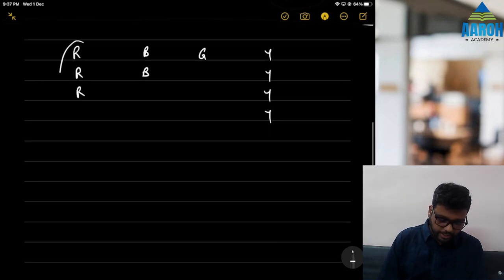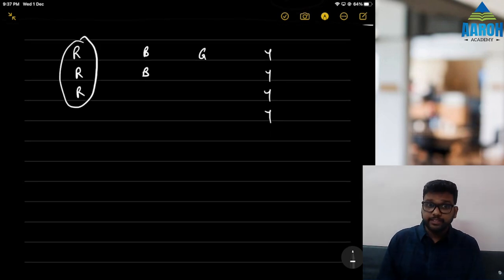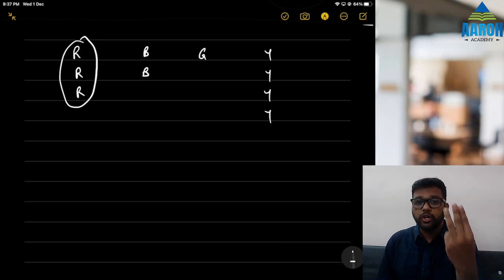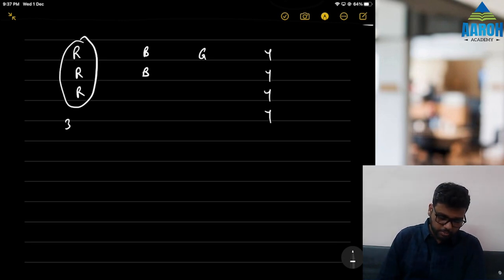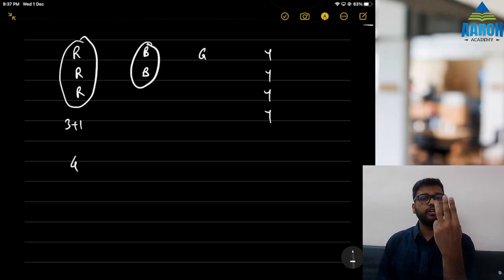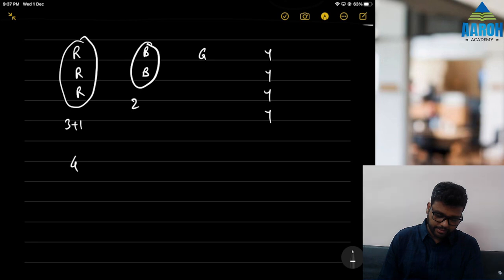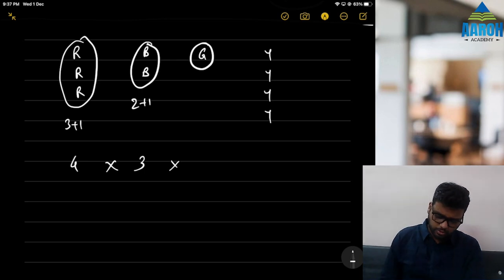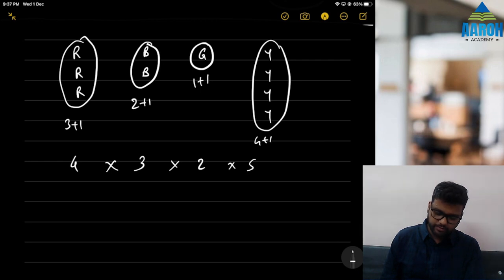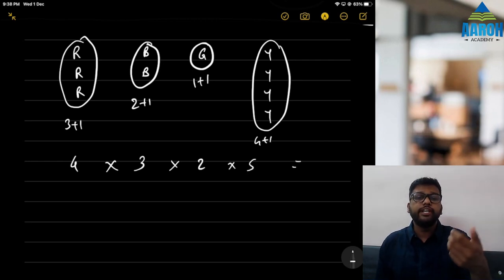There are 3 balls. That means we can select either 1 ball or 2 balls or 3 balls or 0 balls. That means there are 4 ways: 0, 1, 2, 3. So these 3 balls, 3 plus 1, there are 4 ways. There are 2 balls here, so that means 0, 1, 2. There are 3 ways, so 2 plus 1, 3 ways. And there is only 1 ball here, green, so we can either select 0 or 1. So 2 ways, 1 plus 1. And there are 4, so that is going to be 4 plus 1, that is 5. So the answer will be 4 into 3 into 2 into 5.